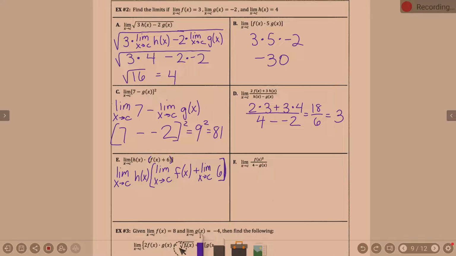Okay, the limit of h is 4. The limit of f is 3. What's the limit of 6? 6. So 4 times 3 plus 6? Yep. My brain said 4 times 9. Or maybe you did 12 plus 24.